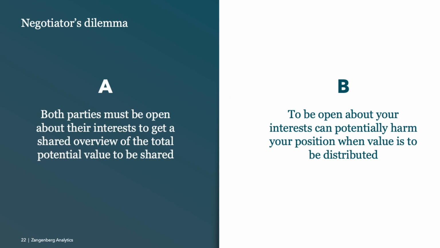It's basically when to reveal what. Yeah. So you have to be open, reveal some, give some to get a shared overview of the potential value. But being open can also harm your position when the value is distributed. For example, you give the value of the target price. It's of big value.